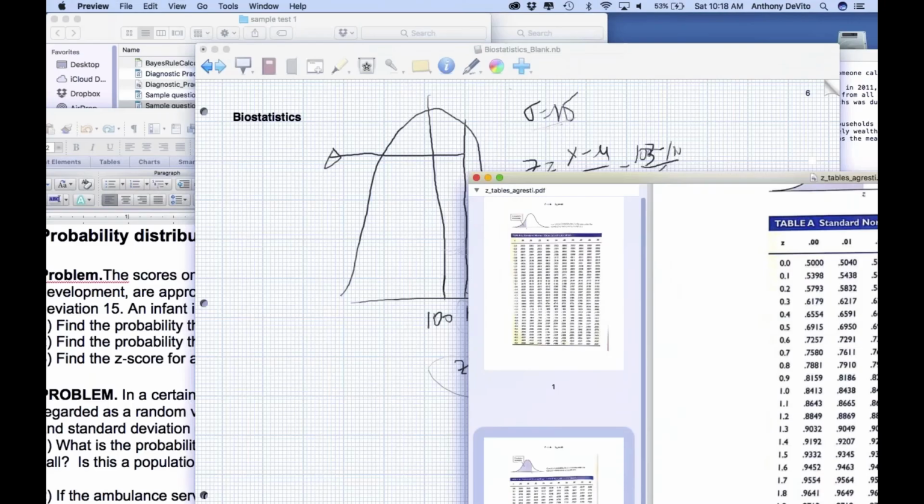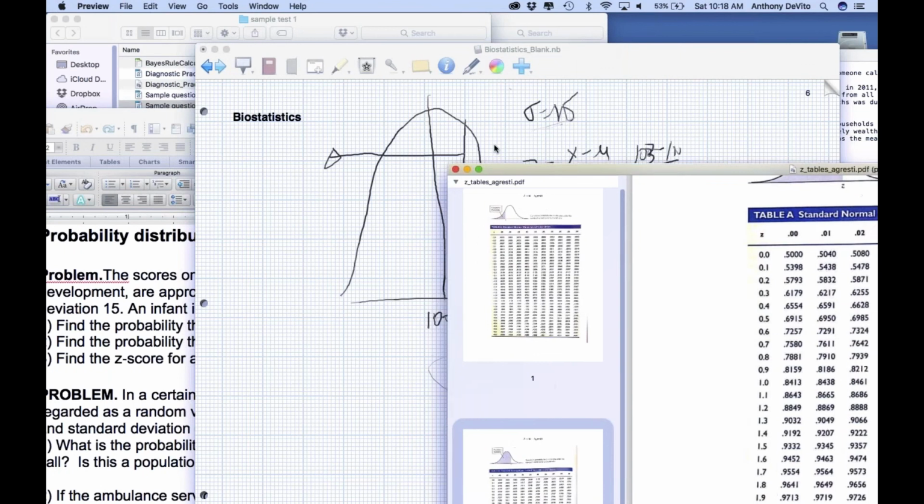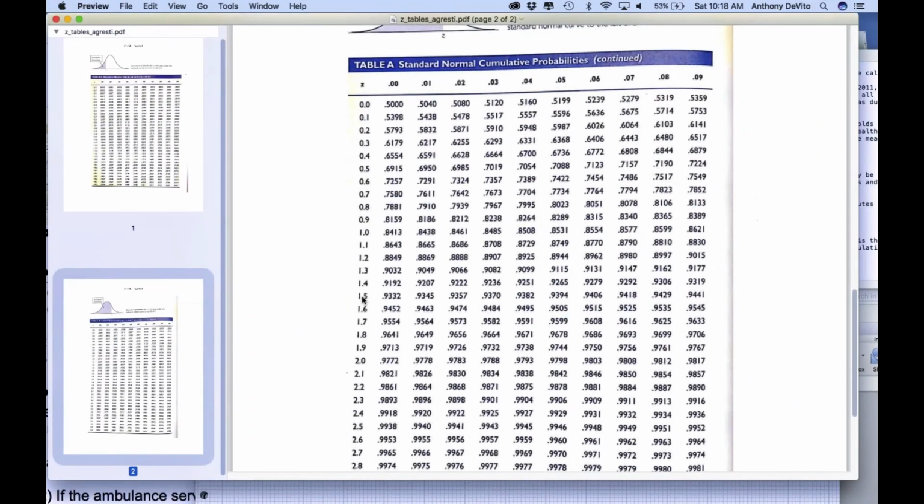Where's our table? There's our table. Let's go to our table and look up a z-score of plus 0.20. 0.20, okay, 0.200, 0.579. For our purposes, I'm going to round that off to 58% or 0.58.